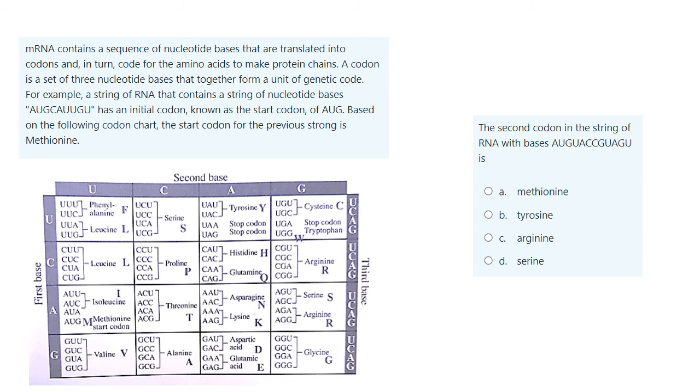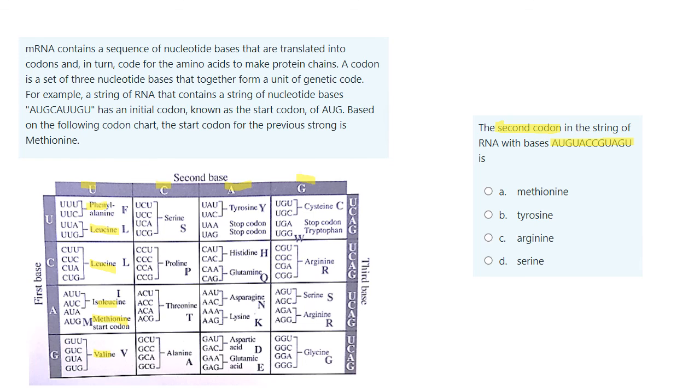On to the last 2 questions. The second codon in the string of RNA with bases AUG, UAC, CGU, AGU is what? Now, don't get confused between the 4 nucleotides that make up the DNA and the bases which make up RNA. RNA are much more complicated. RNA are made from U, C, A, and G, but there are lots of different combinations that make lots of different codons. Let's have a look.